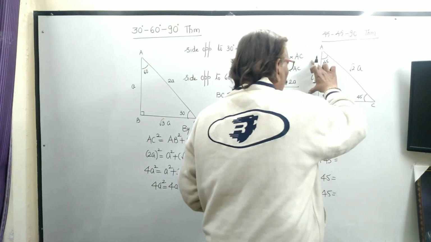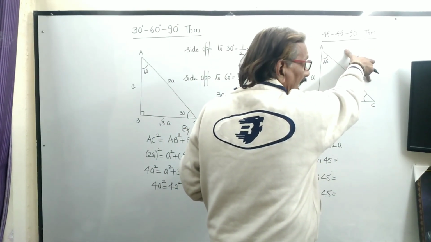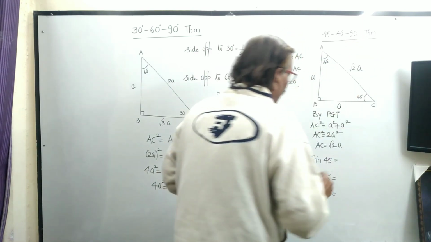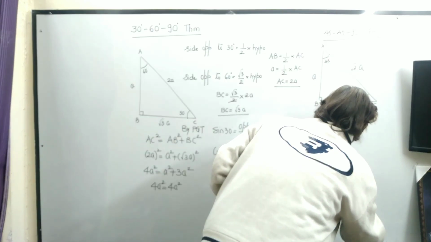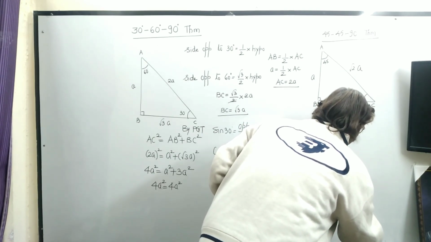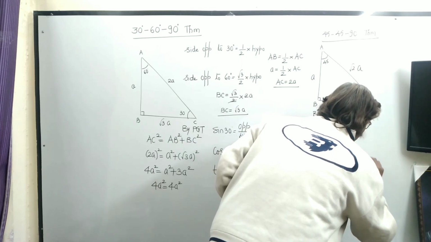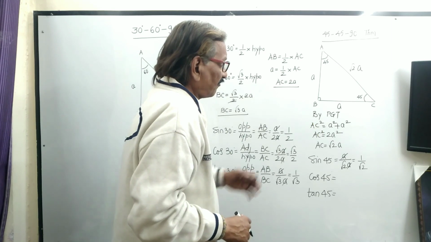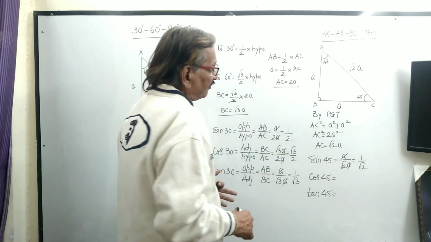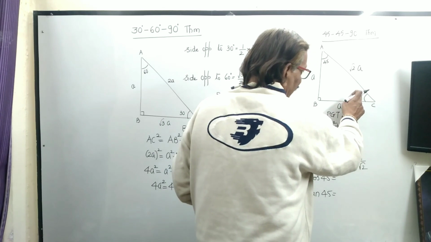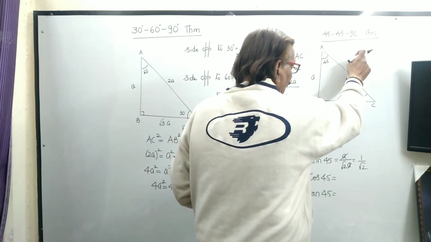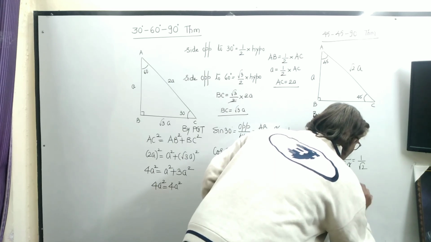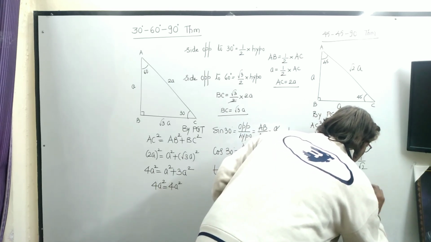This becomes opposite upon hypotenuse. That means AB upon AC. It becomes A upon root 2A. AA cancels. What I get is 1 upon root 2. If I consider cos 45, or I consider this angle, adjacent upon hypotenuse, A upon root 2A again, AA cancels and you get 1 upon root 2.